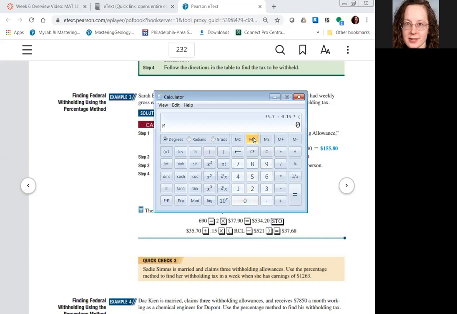So memory recall. See how I put that number back in? Minus 521. Close my parenthesis. Remember, when you close your parenthesis, the value on your screen is just the value of that subtraction in parentheses. I still have to hit equals for it to do the entire arithmetic to get my final answer.